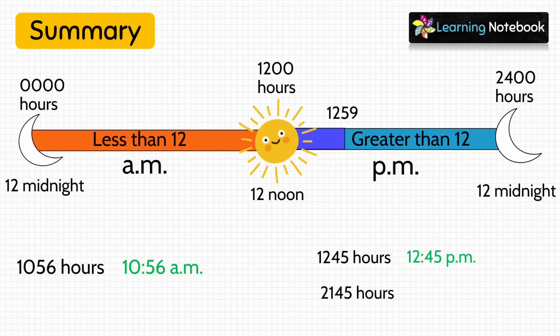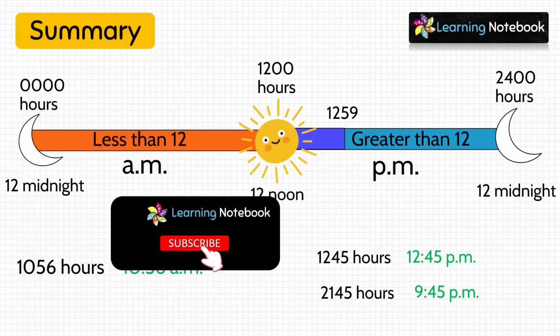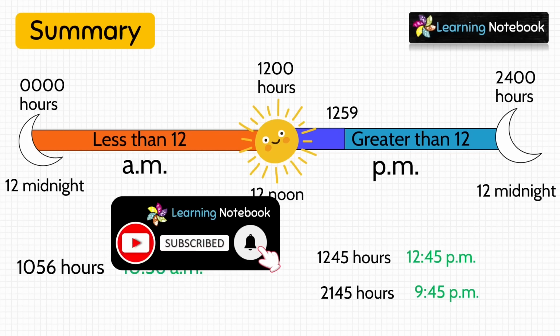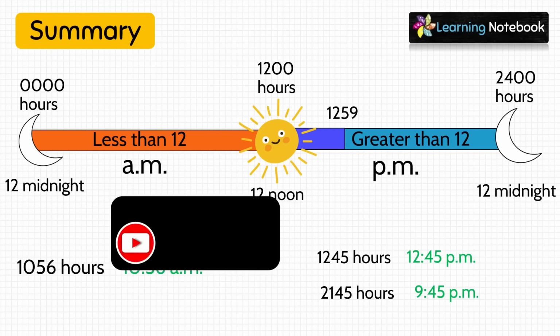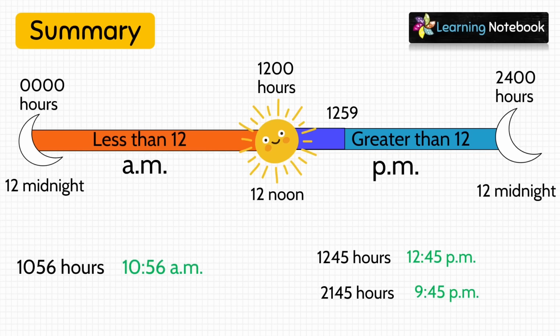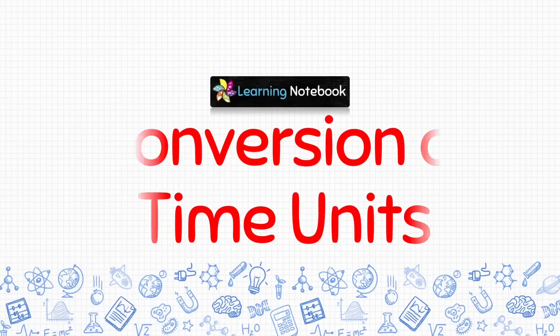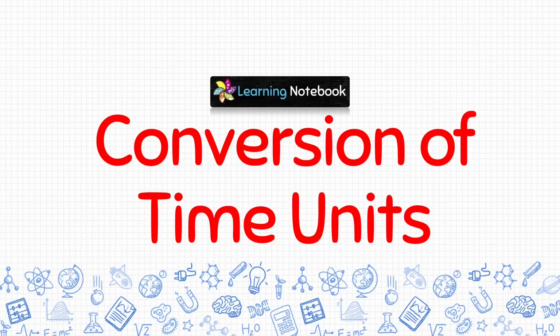Another example is 2145 hours. Here hours is greater than 13. So we will do 21 minus 12, which is equals to 9. So this time will be 9:45 p.m. So students, now I am sure you have learned how to do conversion of 24-hour clock time to 12-hour clock time. Now our next topic is conversion of time units.